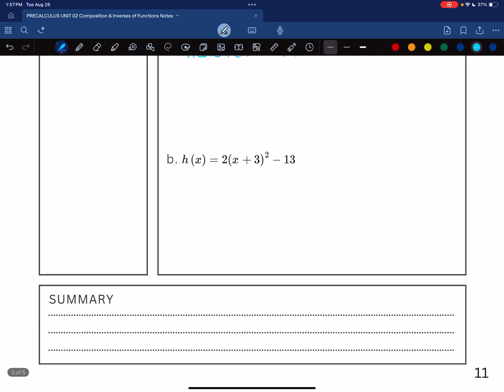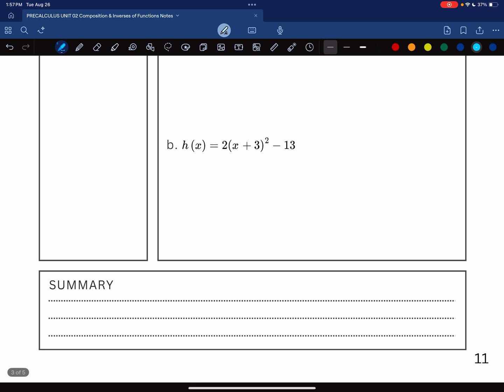And we're going to turn our attention to B. Again, we're going to try and identify what would be the inside and the outside function. So a function that I'm noticing that's on the inside right now is this, which is in the grouping symbols right here. So we have that if our g of x, our inside function, is x plus 3, and then what's on the outside? Let's highlight everything that's on the outside. 2, and that quantity is squared, minus 13.